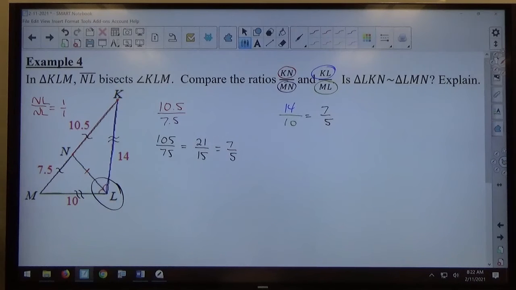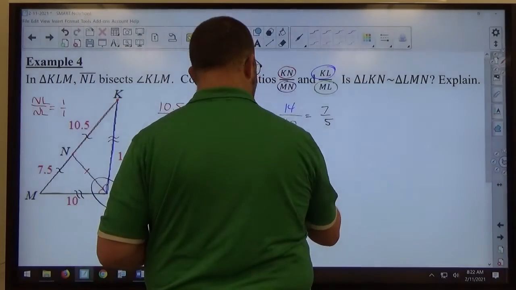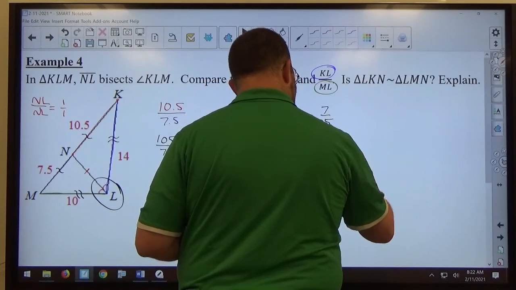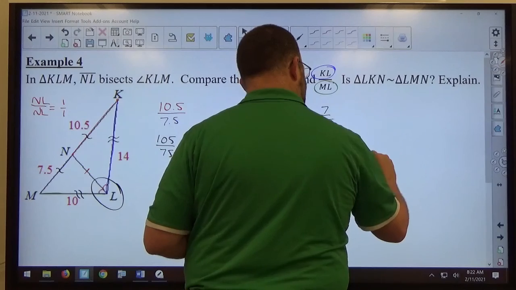All right, so if you see this picture in a problem where you have a triangle with a bisected angle, we are allowed to make this proportion. This piece over this piece equals this piece over this piece. That is legal. The triangles themselves are not similar. So that's what you need to get out of this problem. So triangle LKN is not similar to triangle LMN.